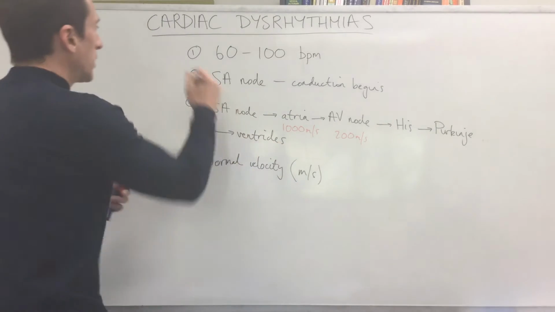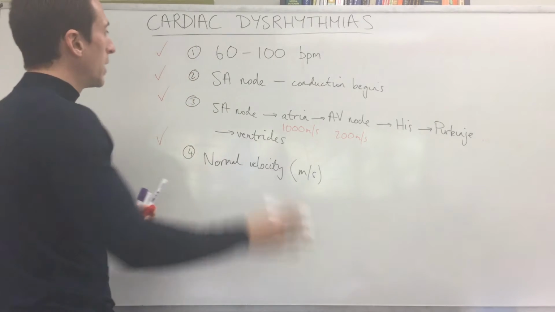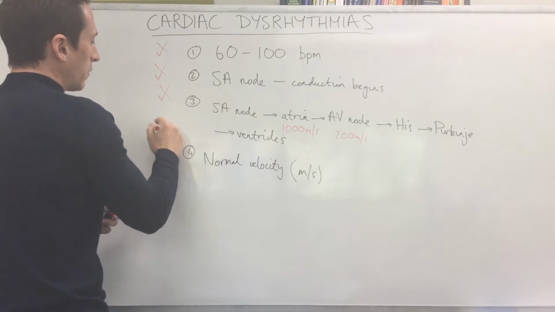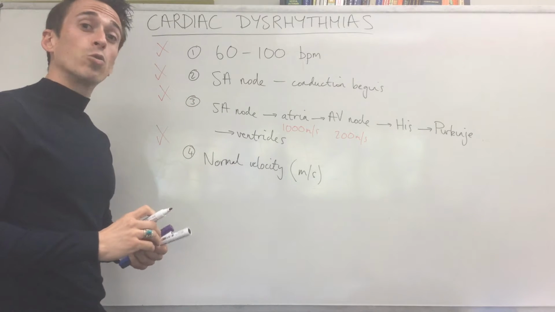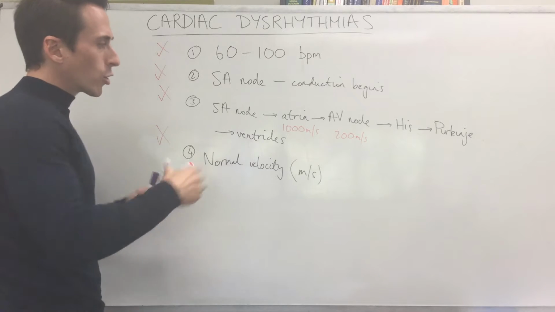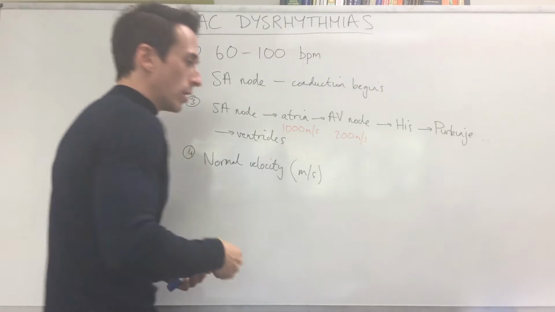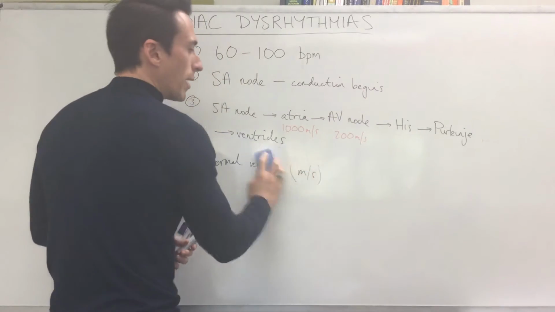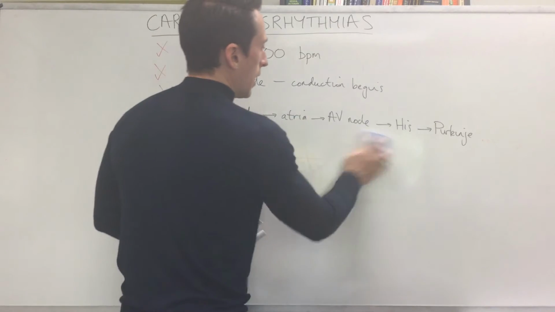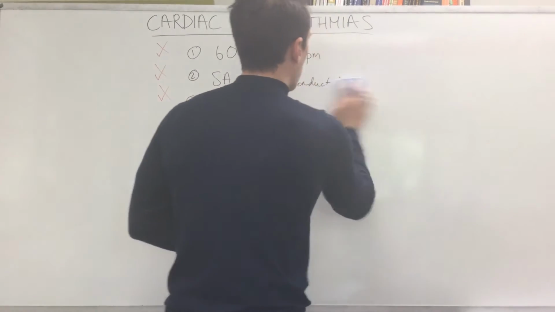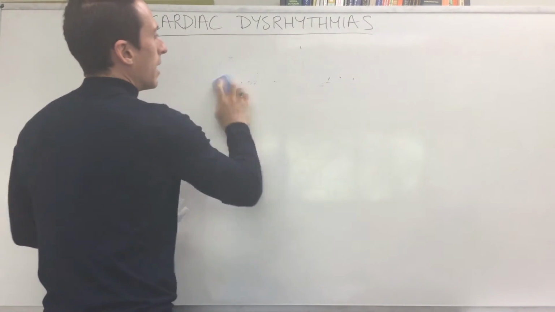So we need to tick all these boxes in order to have a normal cardiac rhythm. If any of them are not ticked off, then we have some sort of dysfunction, and this can result in a dysrhythmia. Now, what are the causes or mechanisms of these boxes not being ticked? What could actually be the cause of this? Well, there are three major causes that we like to classify these into. These are the major mechanisms of dysrhythmias.